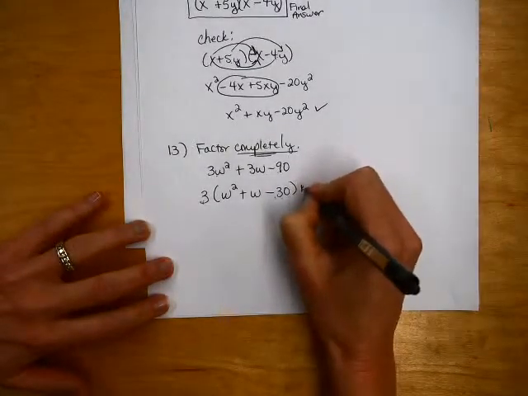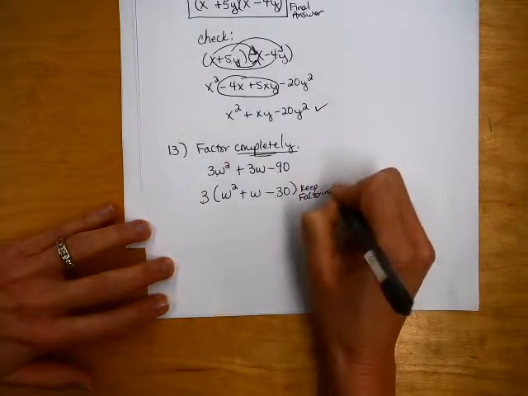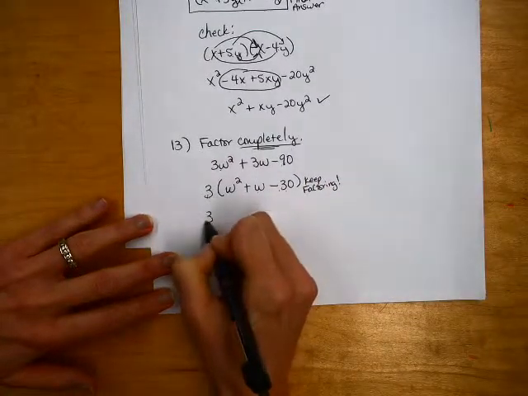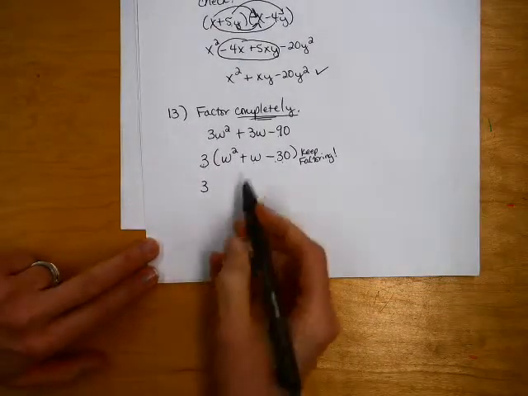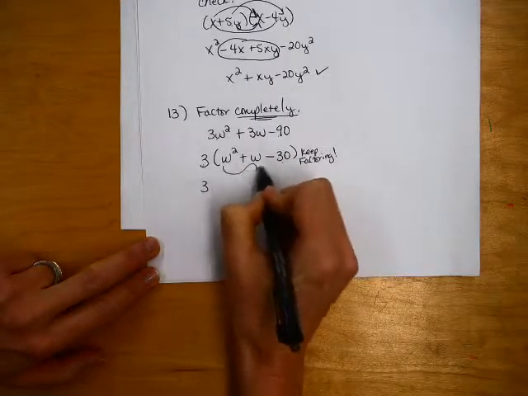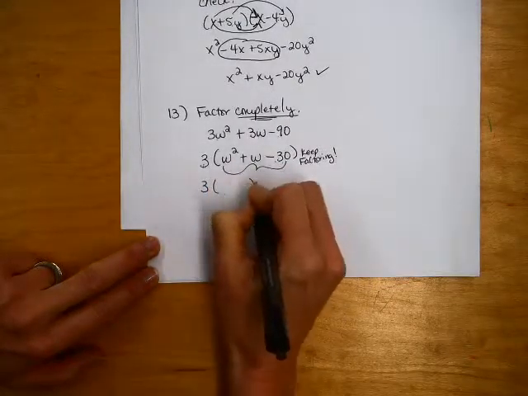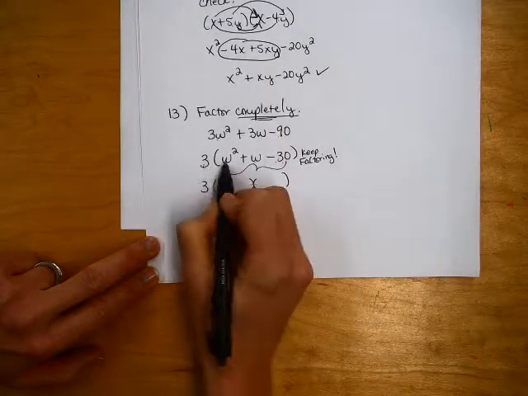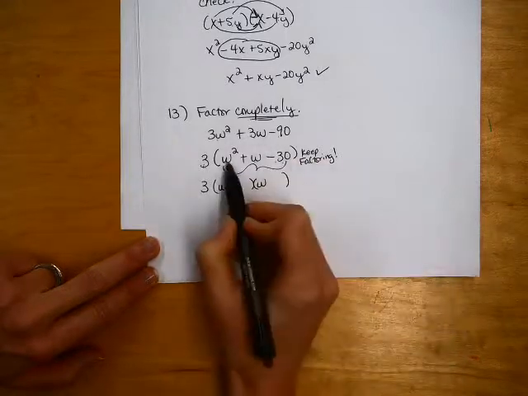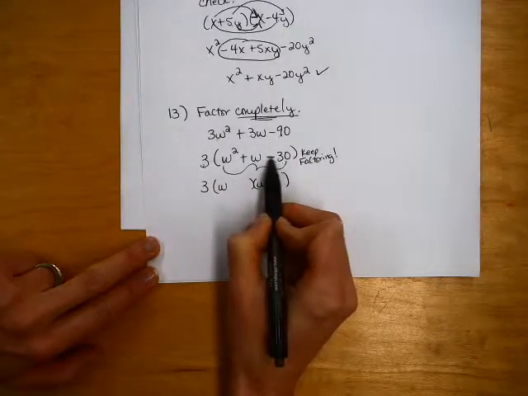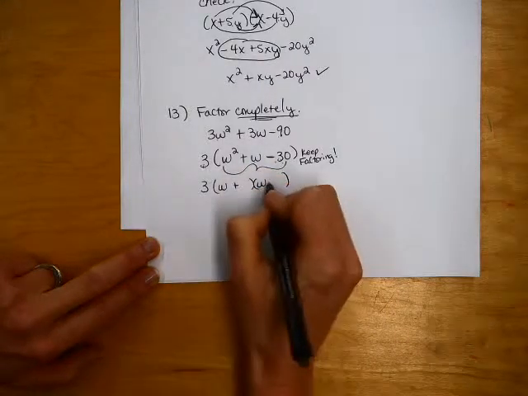But here's the important part. We must keep factoring now. So I still bring down this 3 that I factored out, that GCF is going to be part of my final answer. And now I focus on this trinomial, w squared plus w minus 30, and I factor that. So w squared would factor to w times w. I go to my last term and I see that it's negative, so that again tells me my signs are going to be different in here.